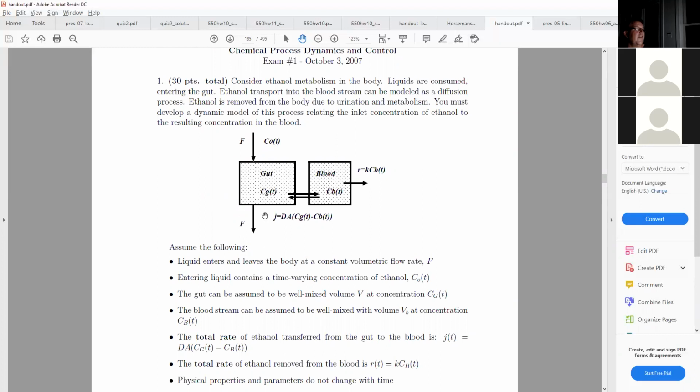So you have a volume of liquid in the gut at a certain concentration. You have a volume of blood. There's a transfer rate from the gut to the blood, and there's a reaction rate from the blood into other values. So there's a diffusion across this barrier. There's no flow between the gut liquid and the blood liquid, but you assume there's a barrier between those two, and it can diffuse across that barrier.